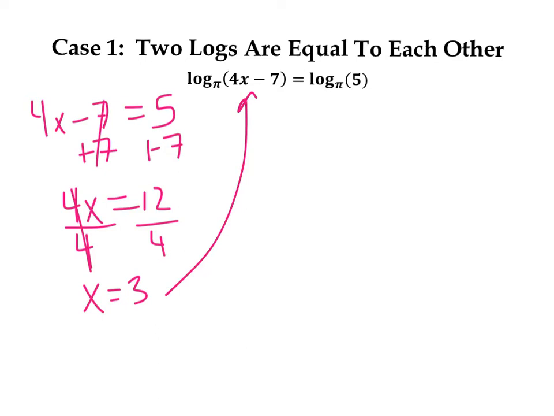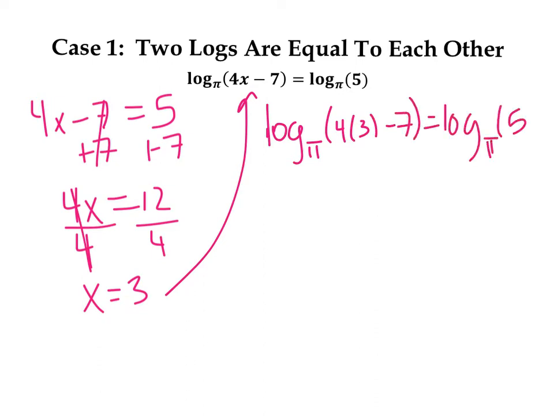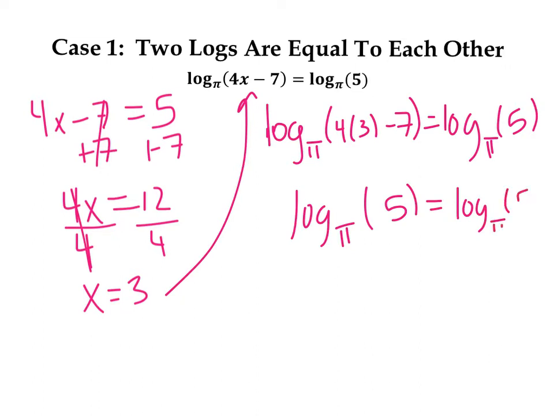So here we have log base pi of 4 times 3 minus 7 equals log base pi of 5. 4 times 3 is 12, so we have 12 minus 7, which is 5. So log base pi of 5 equals log base pi of 5. Since the left-hand side equals the right-hand side, we have a solution at x equals 3.